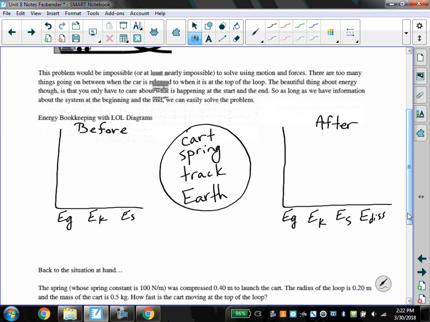So before, we do not have anything that is at a high height, so we would say there's no gravitational energy. Nothing is moving yet, so we'd say there's no kinetic energy. But our spring is compressed, so we will add some bars of energy to our spring energy.